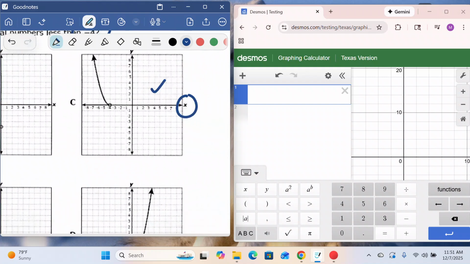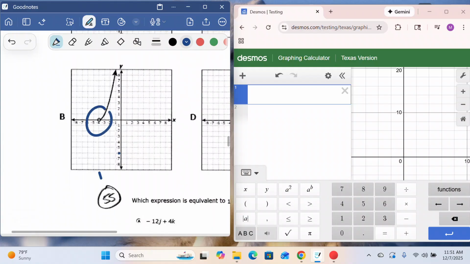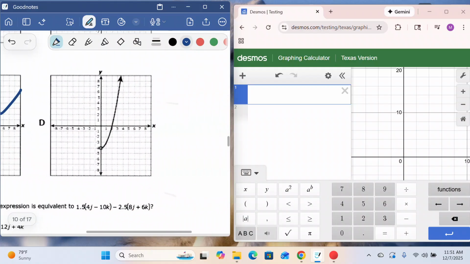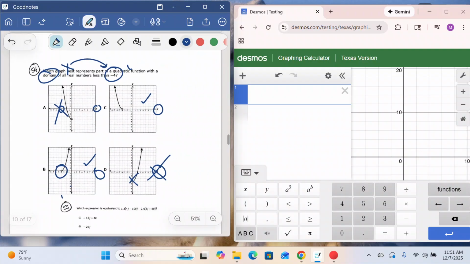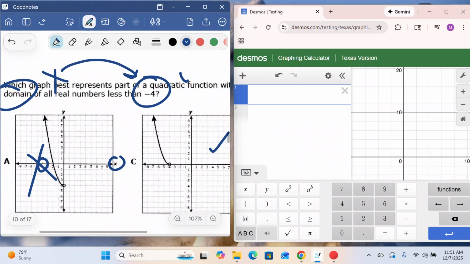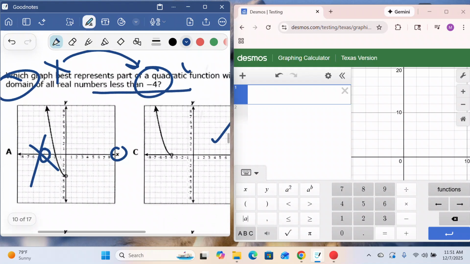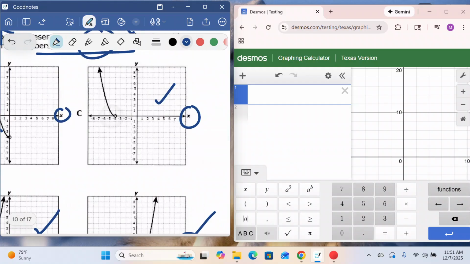Does this have a negative 4? It does. Does this have an x of negative 4 right here? It does not. Does this have a negative 4 right here? It does. And then, does my x have a negative 4? It does not. So automatically I have letter B and letter C that both have negative 4. So what am I looking for? I'm looking for the question at hand, domain of all real numbers less than negative 4. If I look at this one, my domain is my x, and it's got to be less than negative 4. Everything is less than negative 4, so the answer choice is C.